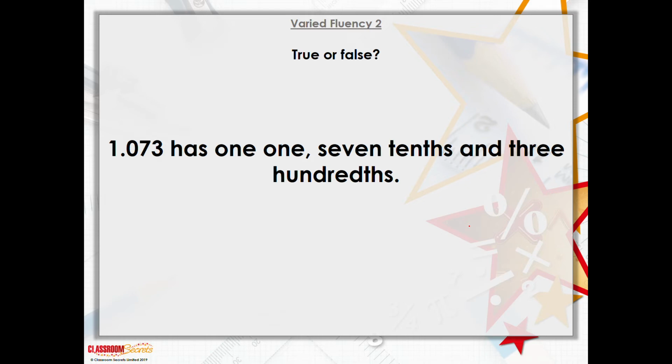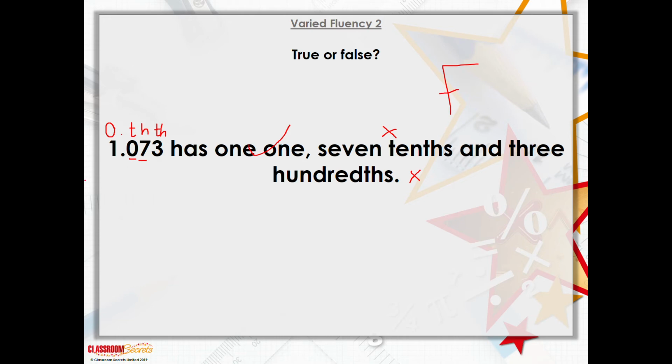You may get a question that looks like this: true or false? 1.073 has 1, 7 tenths and 3 hundredths. Well, let's have a look. Let's label the place value columns. This is all I'm going to do to answer this question. There's my ones, my tenths, my hundredths, my thousandths. So let's have a check. 1.073 has 1. Yep, we've got 1 in the ones column. So I'll give that a tick. 7 tenths. There's my tenths column. It doesn't have 7 tenths. And 3 hundredths. There's my hundredths column. Does it have 3 hundredths? No. So the answer to that one is false.